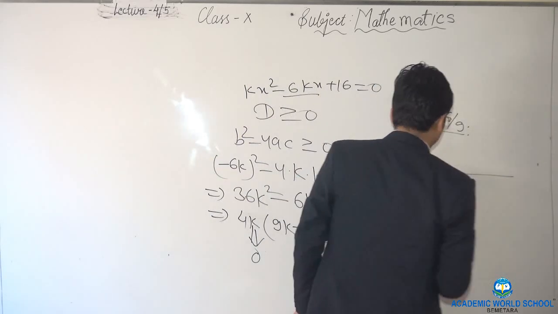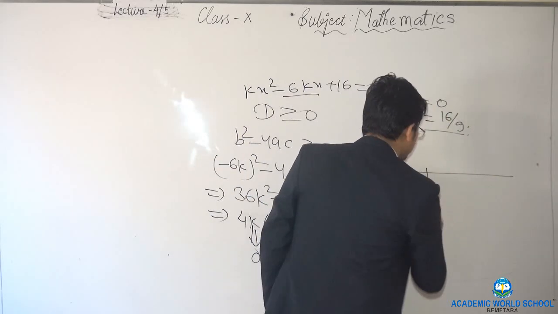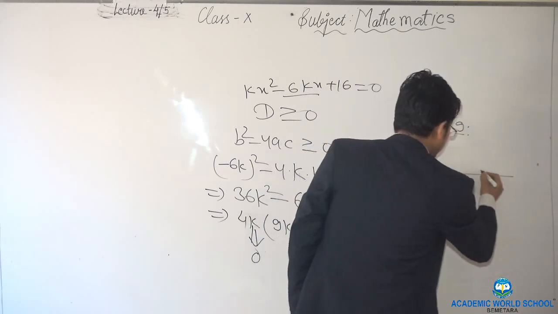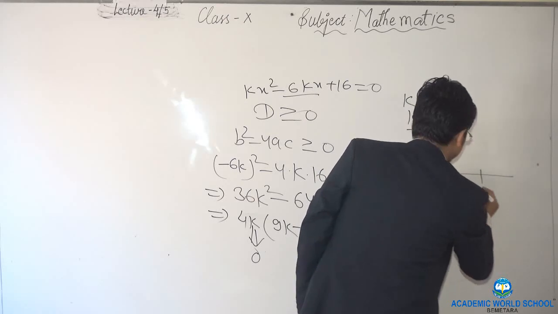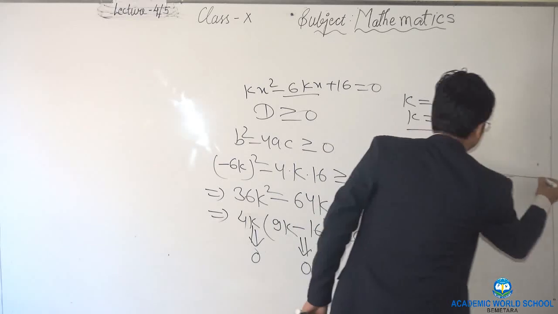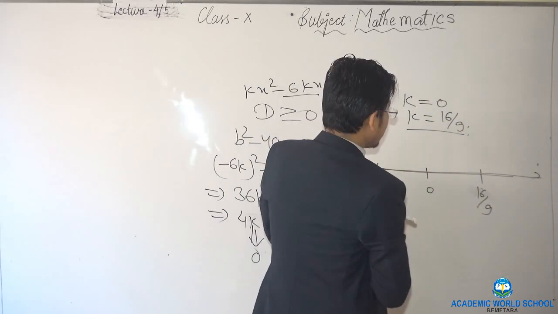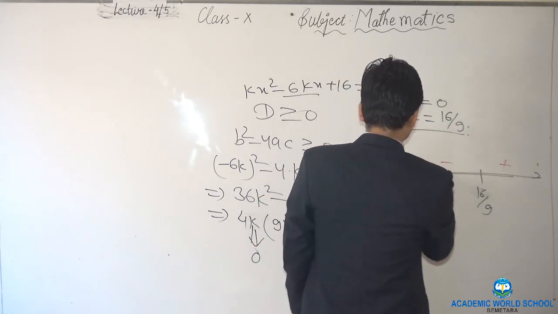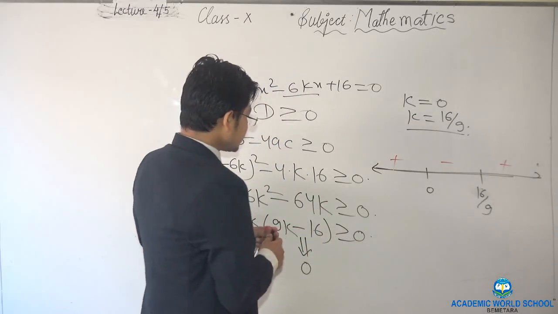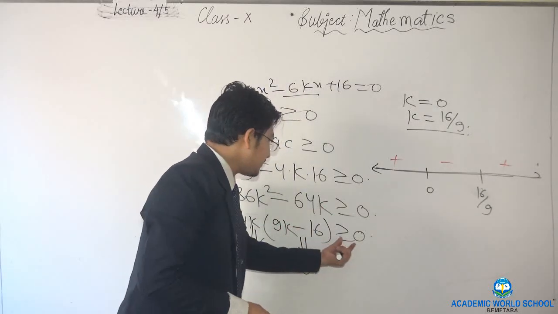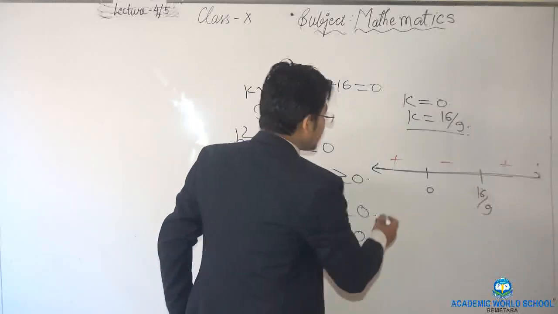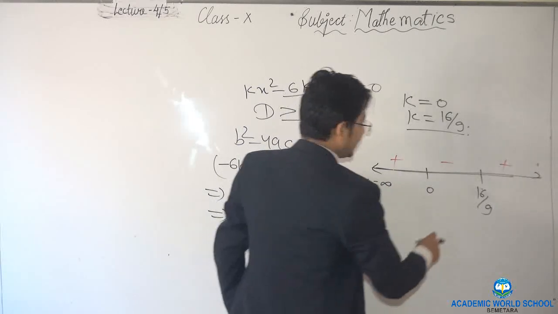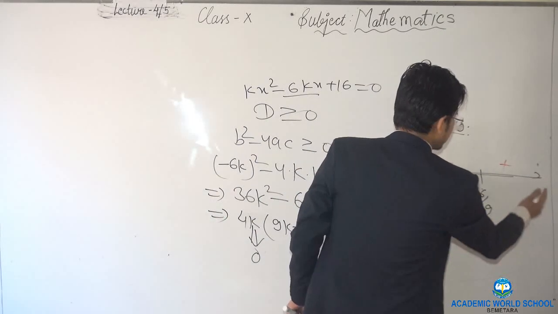So what we have to do is draw a number line. k is equal to 0, so this is 0. 16 upon 9, it means this is of course less than 2 and greater than 1. So let's say this is the value 16 upon 9. This is the number line, and from the extreme of the number line we write positive, then negative, and then positive. This should be greater than or equal to 0, so I am going to take this value: minus infinity to 0, and 16 upon 9 to infinity.